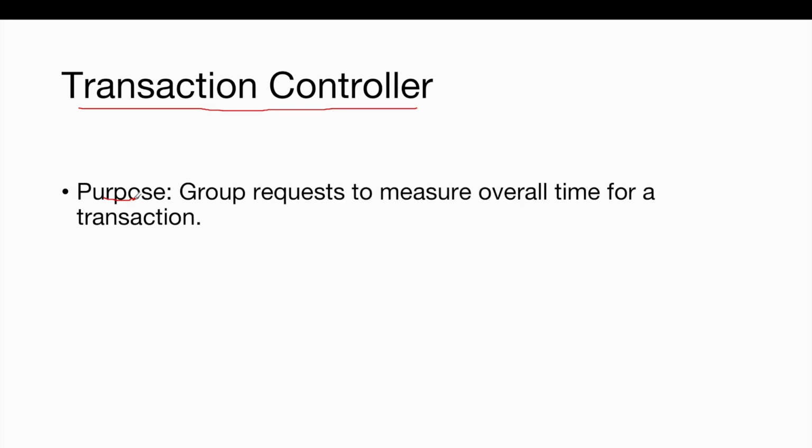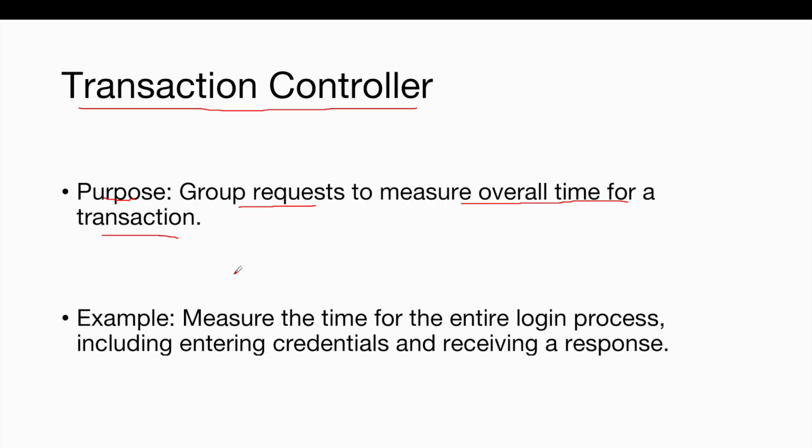Hello, welcome. In this lecture, let us understand about transaction controller in JMeter. The purpose of the transaction controller is to group the requests to measure the overall time for a transaction. It means you can group multiple samplers and calculate the combined time. The transaction controller will give a combined time. The transaction controller will provide an overall, that is combined, time for multiple samplers in the single transaction.